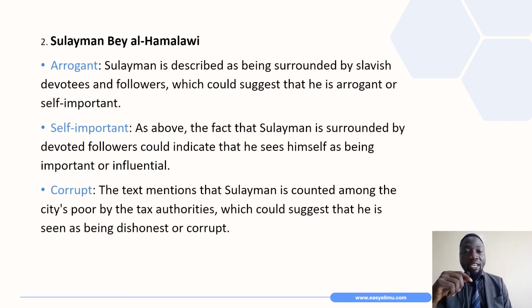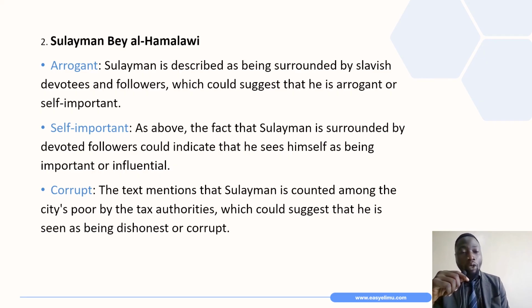Some of the character portrayals that can be seen in Suleiman Bey al-Hamalawi are, number one, that he is arrogant. Suleiman is described as being surrounded by slavish devotees and followers, which could suggest that he is arrogant or self-important. So we are also told that he is self-important, just like mentioned in the previous trait. The fact that Suleiman is surrounded by devoted followers indicates that he sees himself as being important or influential.